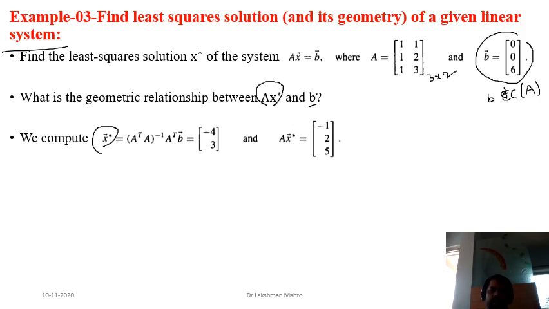It would be the inverse of A transpose A times A transpose B, and A is already given here as the coefficient matrix. You just do the simplification, and after simplification, the least square solution you will get is this one: the first coordinate is -4 and the second coordinate is 3.